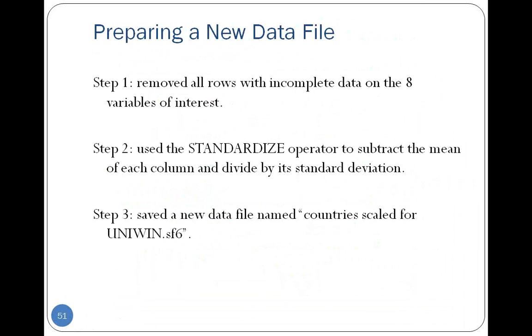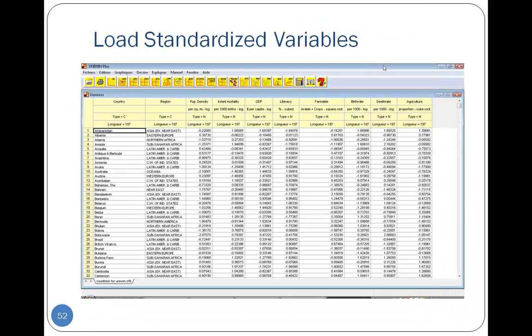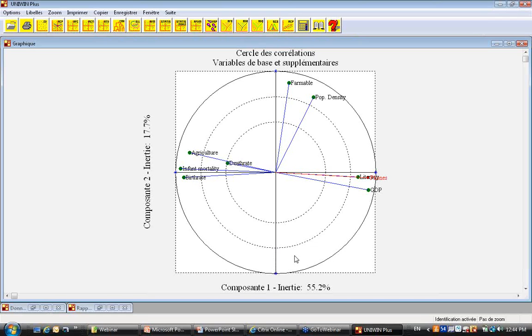I then saved a new data file called Countries Scaled for Uniwin. This particular data file is also available on the webinar page on our website, in case you want to work with this. And there is an evaluation version of Uniwin on Sigma Plus's site that you could try. Now I'm going to go back to Uniwin and load up those standardized variables. So let's go back, if we can, to Uniwin for a moment.